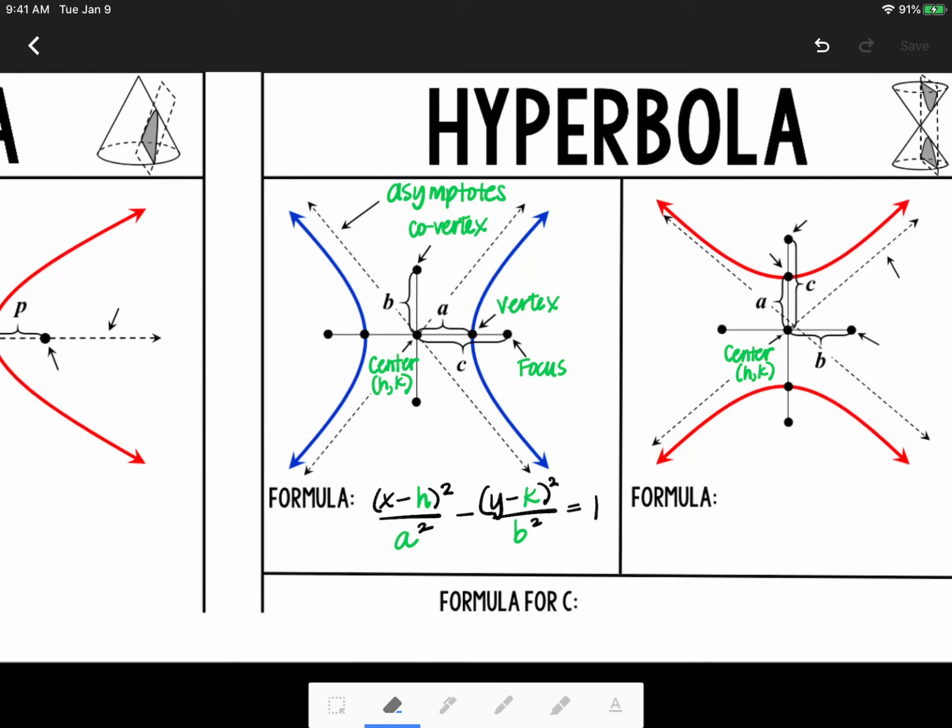So pause the video and try the other hyperbola equation.